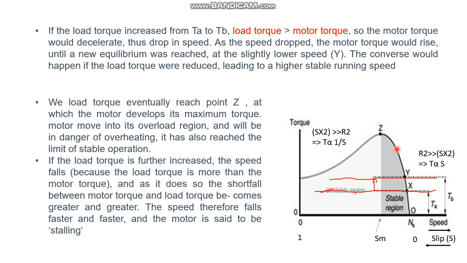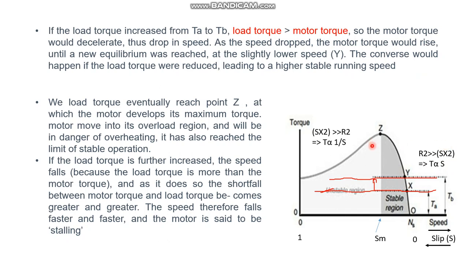If the load torque keeps increasing beyond a certain point, after z, at point z the torque value is maximum. Beyond that, if the load torque increases further, speed reduces, and according to the characteristics the motor torque also reduces. In the stable region, if load torque increases, motor torque also increases, because speed reduces, slip increases, so torque increases.